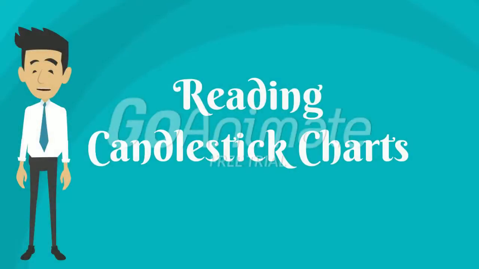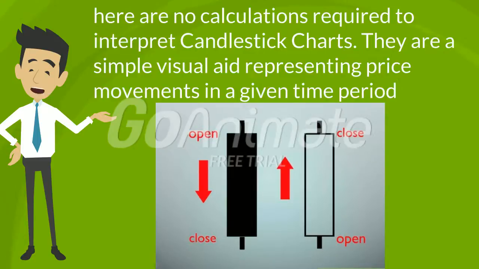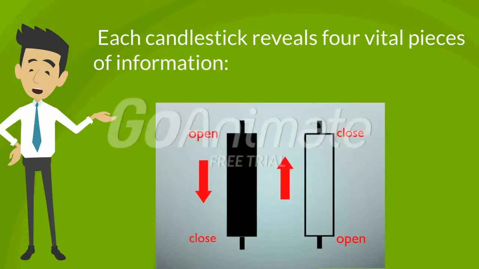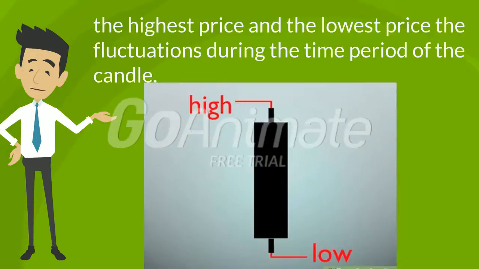Reading candlestick charts. 1. Understand what the chart consists of. There are no calculations required to interpret candlestick charts. They are a simple visual aid representing price movements in a given time period. Each candlestick reveals 4 vital pieces of information: the opening price, the closing price, the highest price and the lowest price, the fluctuations during the time period of the candle.